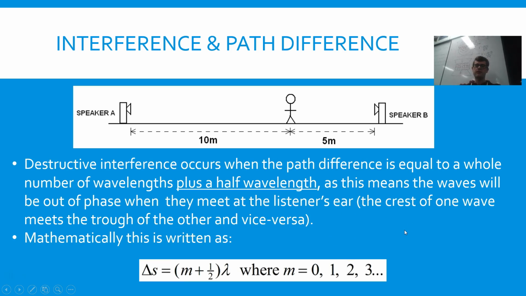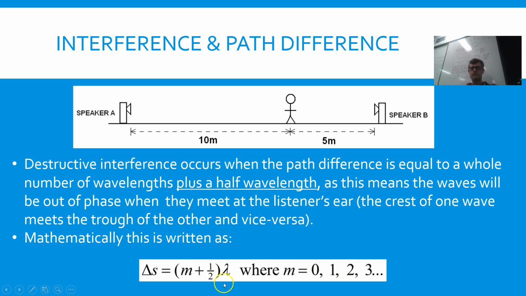On the other hand, destructive interference will occur when the path difference is equal to a whole number of wavelengths plus half a wavelength. You need to have that extra half a wavelength to make sure that when the waves meet at the person's ear, the waves from speaker A will be half a wavelength out of phase with the waves from speaker B. So in other words, the crests of the sound waves from speaker A are going to meet the troughs of the sound waves from speaker B and produce destructive interference.